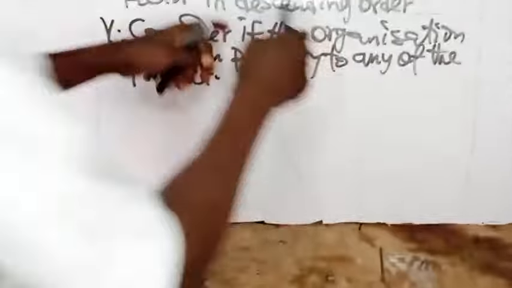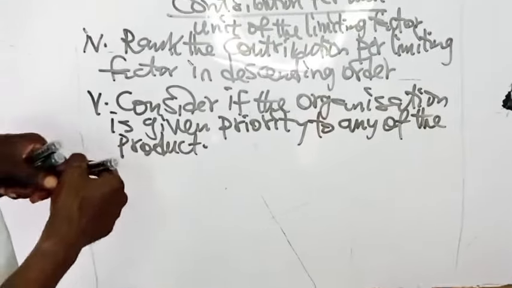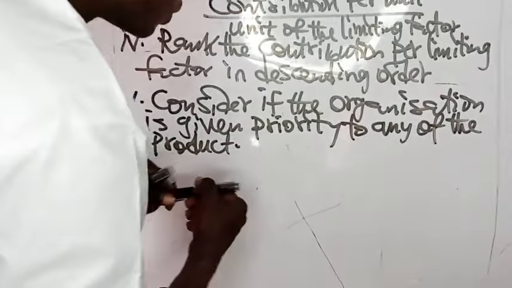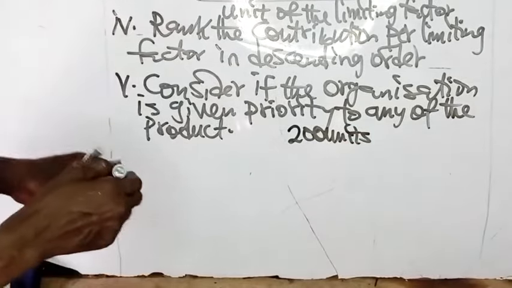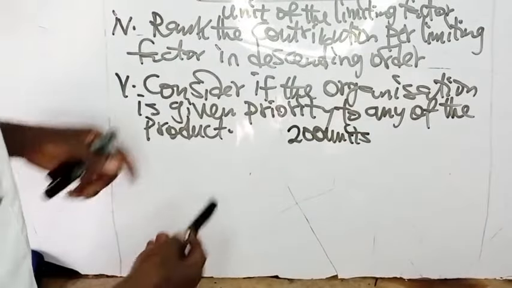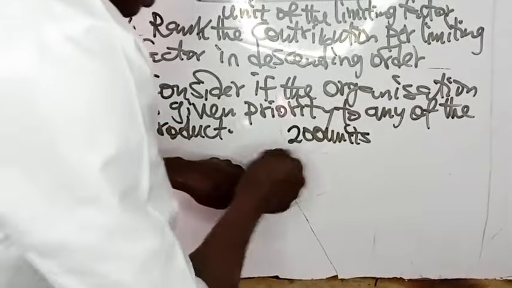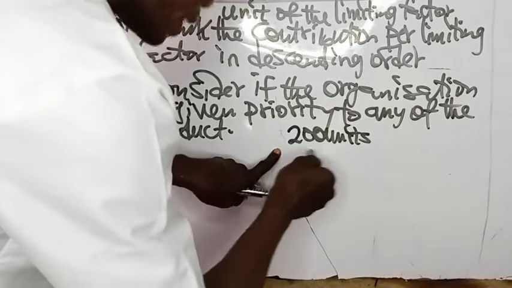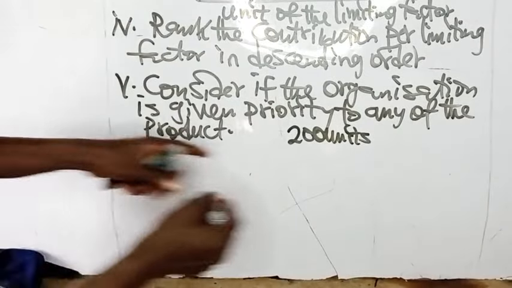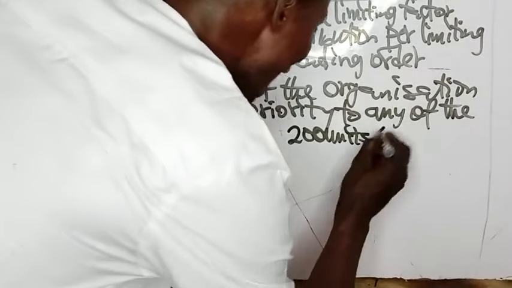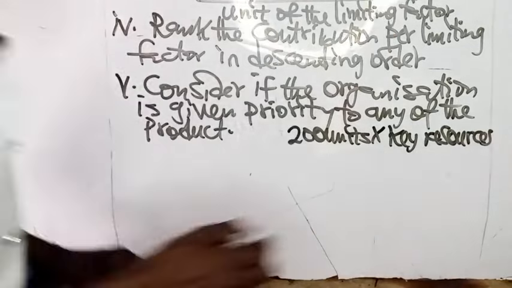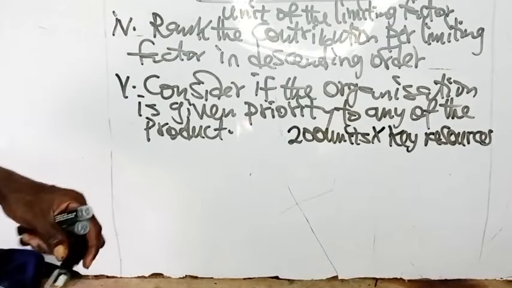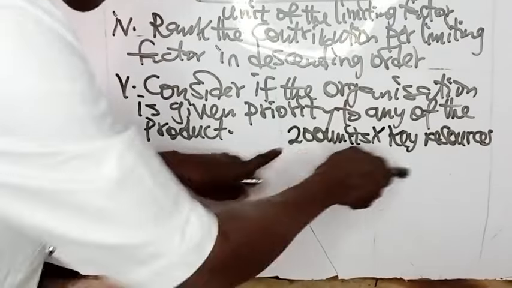So what I'm trying to say is that let us assume the entity must produce product A. If they should produce maybe 200 units of product A. Remember, demand for product A might be 500, but the entity must meet a certain demand of 200 units. So in that case, you are going to have 200 times key resources. Remember, I've told you that the key resources is also called the limiting factor. So you subtract what you obtain from the result.